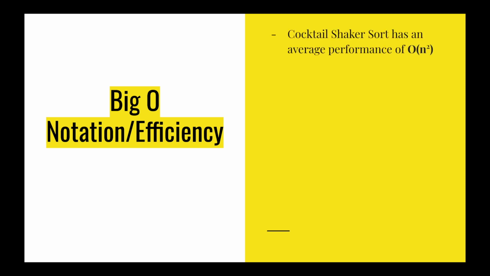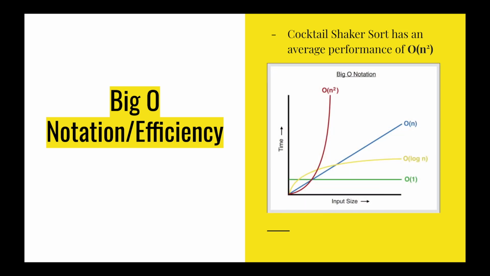Cocktail shaker sort has an average performance of O(n squared). If we look at this graph below, we can see that O(n squared) is not actually really good or efficient, but this is also the worst case possible for the cocktail shaker sort, and the performance becomes closer to O(n) if the list is more sorted, which is the best possible case for cocktail shaker sort.